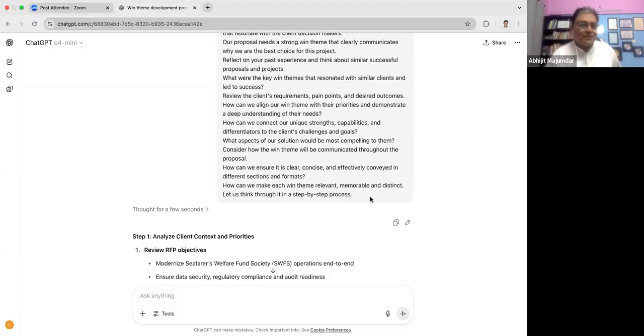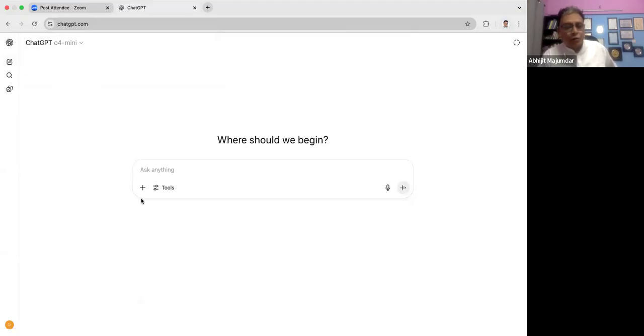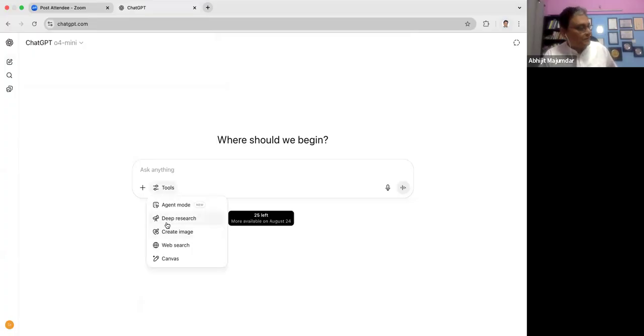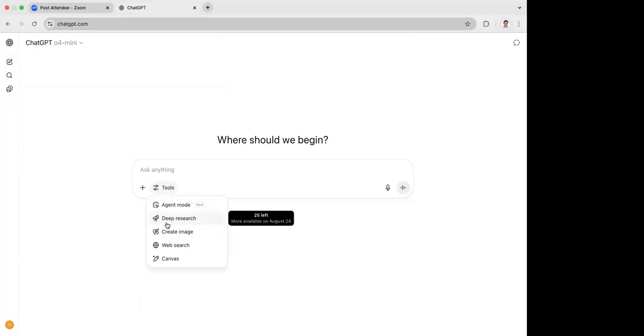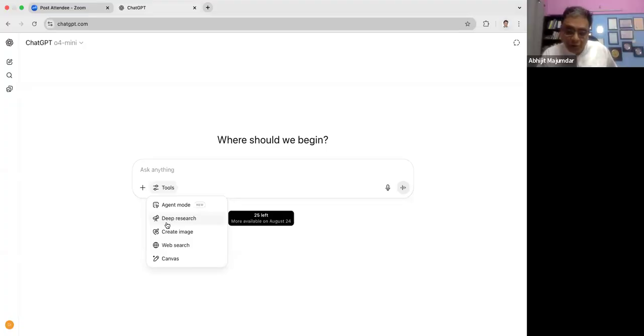Good question. Yes, you can do that. But you need to know what intelligence you need. I will show you that also. If you see here, there is something called deep research. This will do secondary research for you, but you need to tell it what research you want, or else you will get the entire research and then you will say, okay, what do I do with this? So you have to see that.